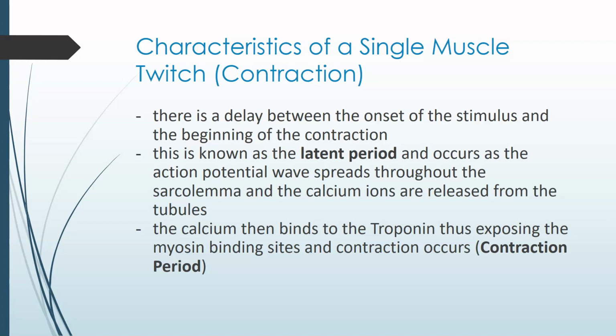The calcium then, of course, as we know, binds to the troponin, exposing the myosin binding sites, and we get contraction. This is known as the contraction period. So we have the latent period as things are getting ready to go, and then we have the contraction period as we have the interaction between the actin and myosin and the conformational change of the troponin tropomyosin complex.